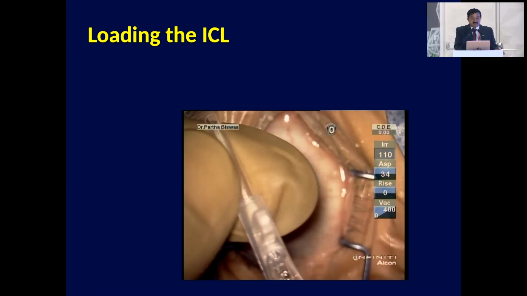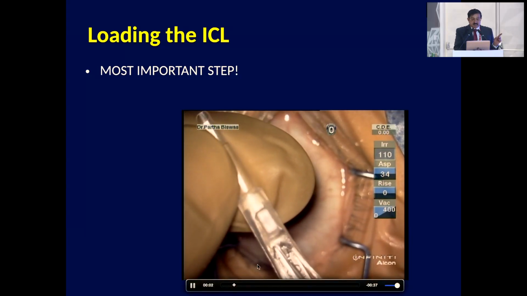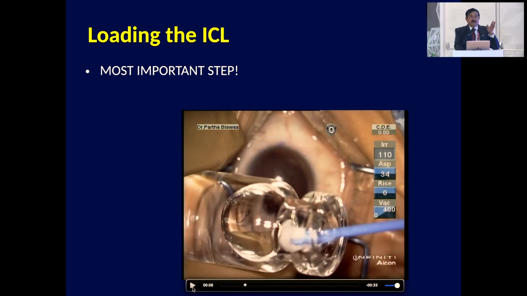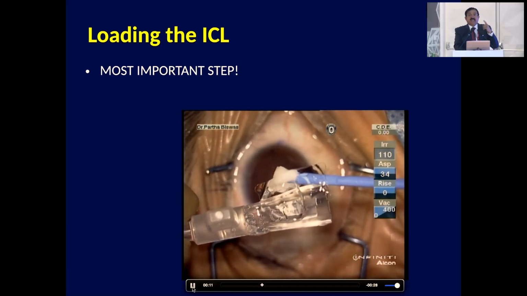Now just let us look at this video and the loading of the ICL. The important steps here are filling it with the viscoelastic, and this has to be methyl cellulose, not sodium hyaluronate at all. And it's best that you fill it yourself. It has to be half filled with methyl cellulose and half with BSS. The ICL comes housed in the BSS, so you just have to take it out like that. Be very careful because, again, they do not supply you with an extra ICL.